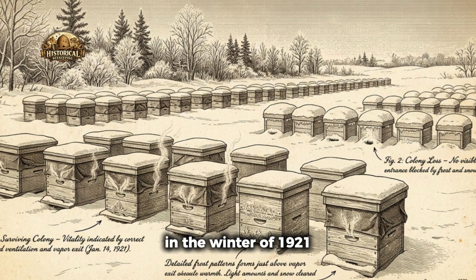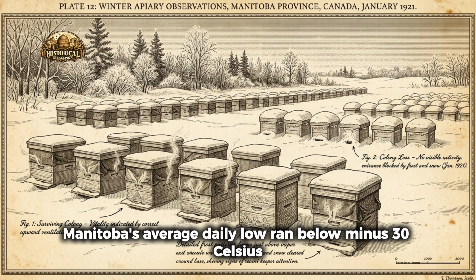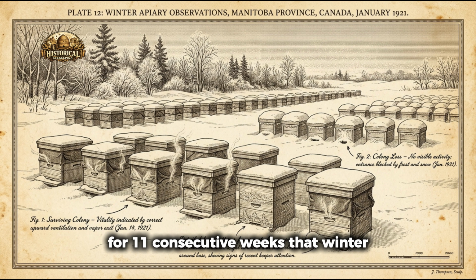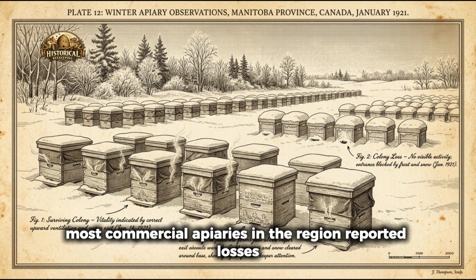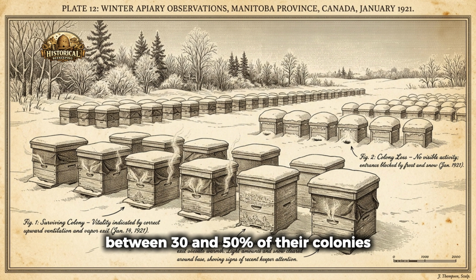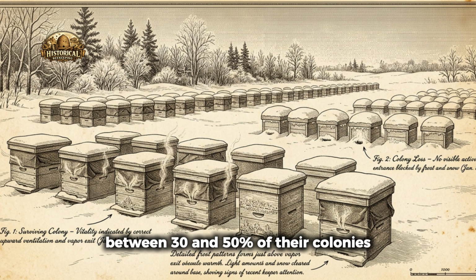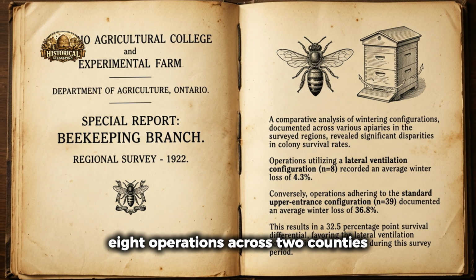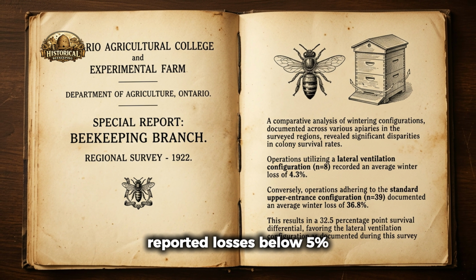In the winter of 1921, Manitoba's average daily low ran below -30 Celsius for 11 consecutive weeks. That winter, most commercial apiaries in the region reported losses between 30 and 50% of their colonies. A small cluster of producers, 8 operations across 2 counties, reported losses below 5%.